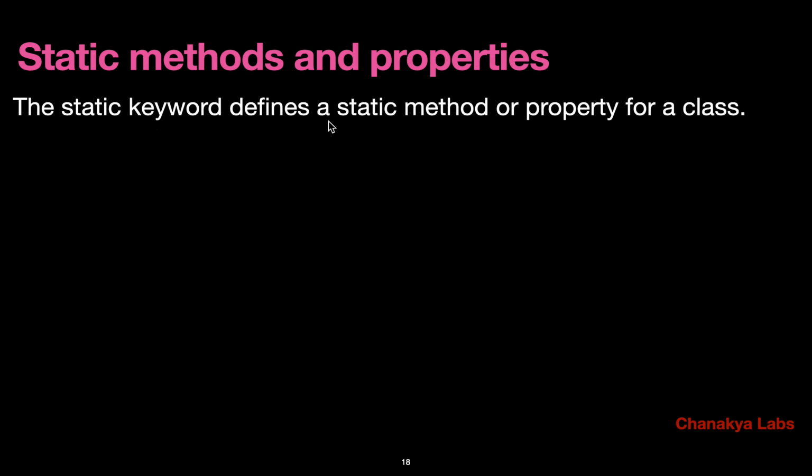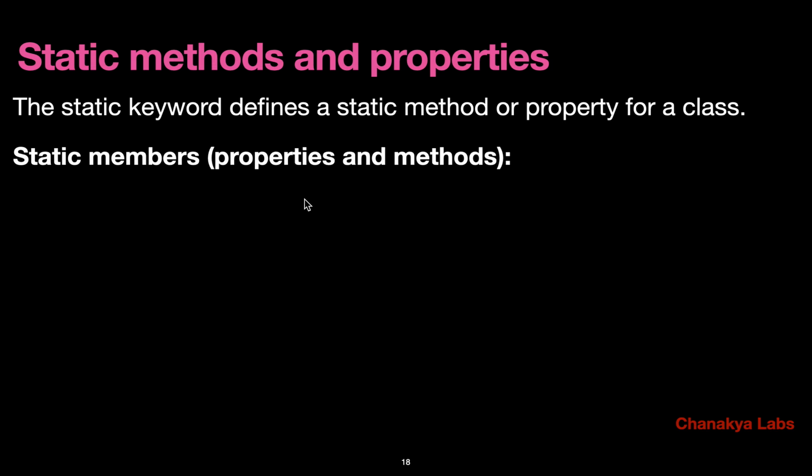The static keyword defines a static method. Earlier we took this name a couple of times: static methods and static properties. Now let's go deeper into it. Static means that the thing is only available on the class itself, not on the instances. So what does that mean?